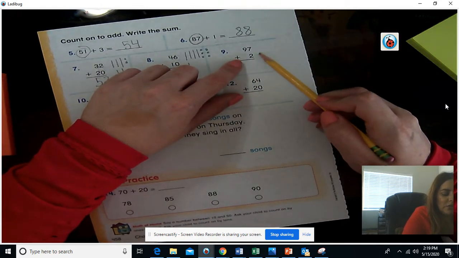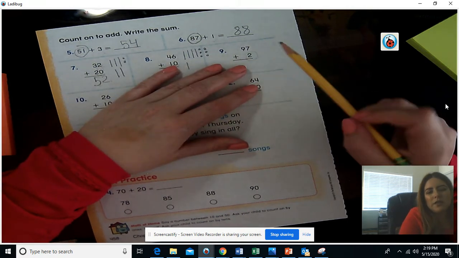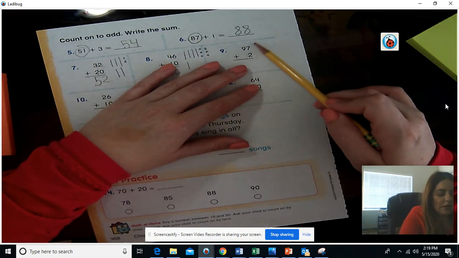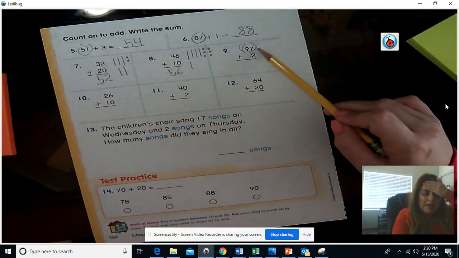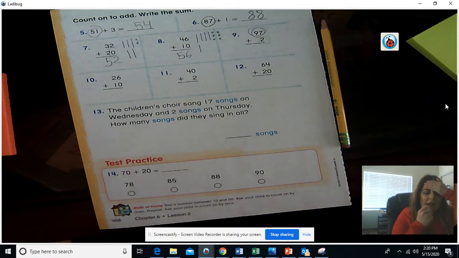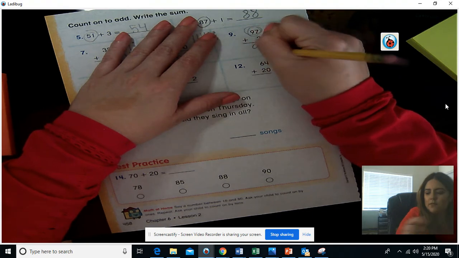97 plus 2. This one I can do in my head because I'm only adding a really small number. So I'm going to take the big number and put that one in my memory, 97. And I'm going to add 2 more, 97, 98, 99. So my answer is 99.